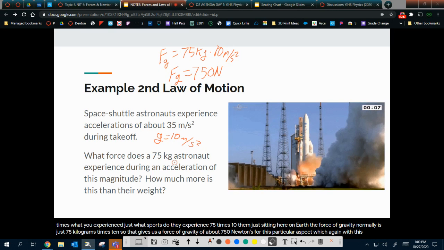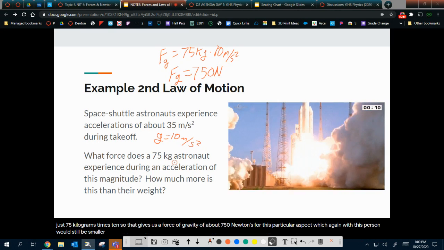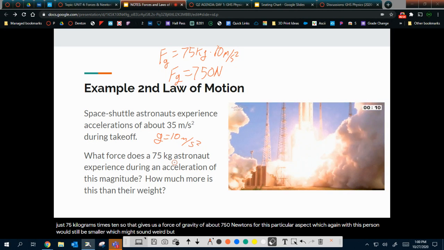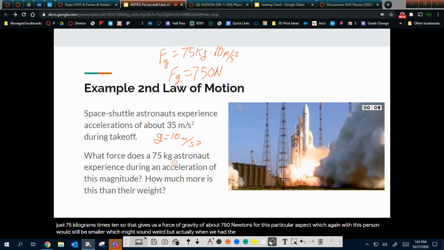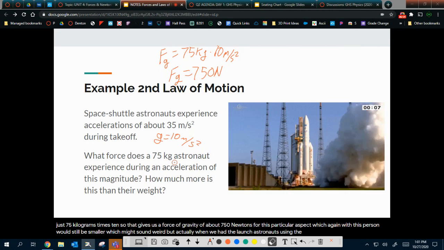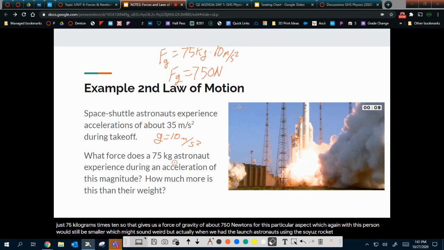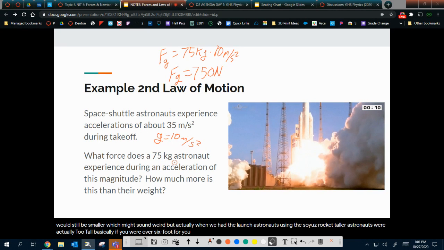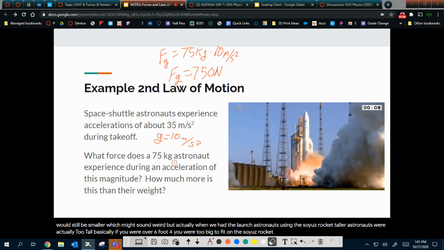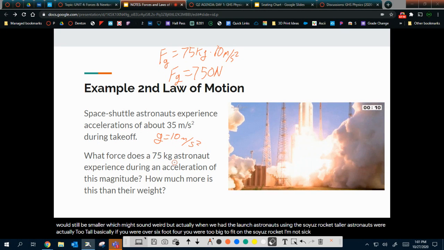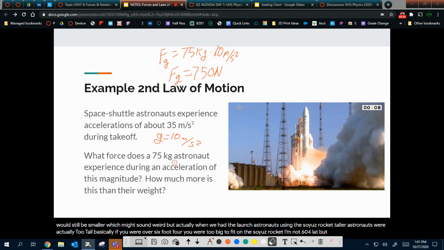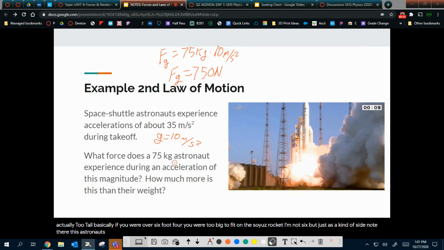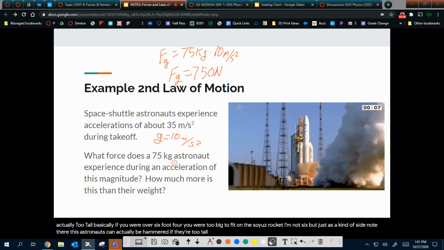Which again, this person would still be smaller than me. Which might sound weird, but actually when we had to launch astronauts using the Soyuz rocket, taller astronauts were actually too tall. Basically, if you were over 6'4", you were too big to fit on the Soyuz rocket. I'm not 6'4", though. But just as a kind of side note there, astronauts can actually be disqualified if they're too tall or too small.